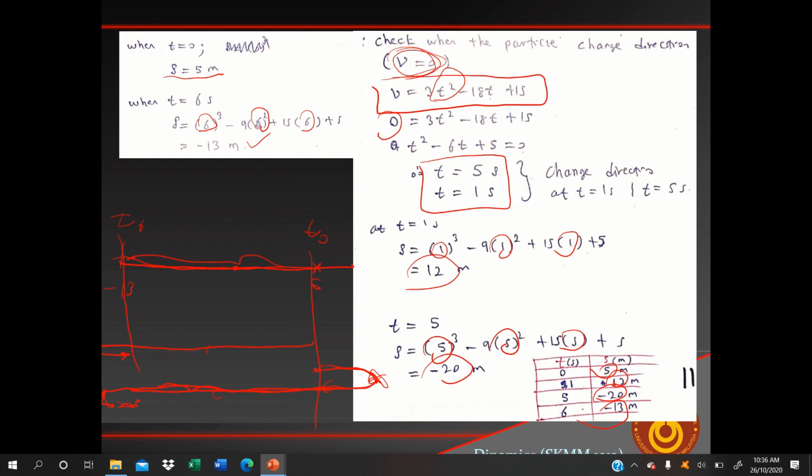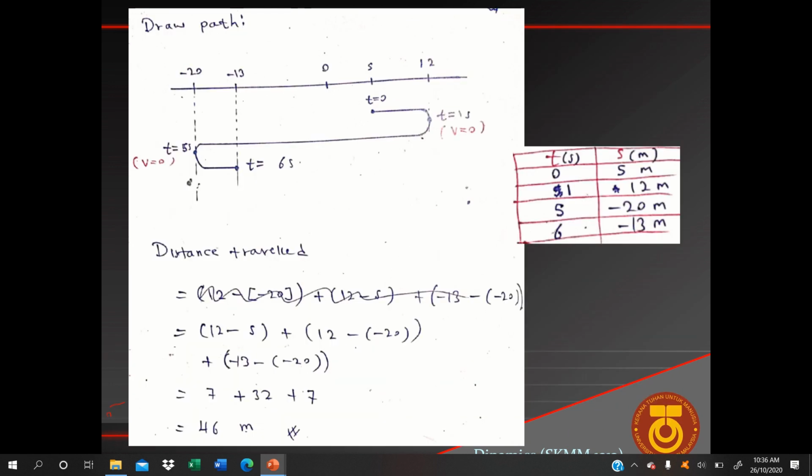In order to calculate the distance traveled, you really need to draw this path. So I have drawn this path. Start from here, go forward, change direction at t equals 1 second at 12 meters, as you know from the previous calculation. Then turn back and change direction again at t equals 5 seconds, where the position is negative 20, and stop here.